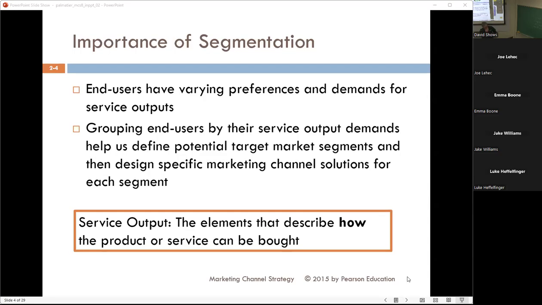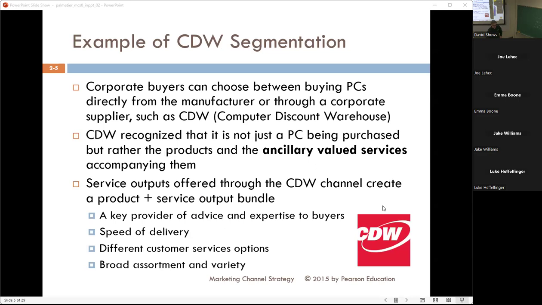All right, so what we're going to talk about next is how those products are bought and serviced. And these are what are known as service outputs. There are 6. And how we go about manipulating these 6 is how we go about creating segmentation.